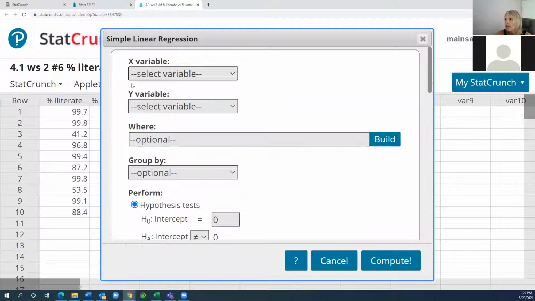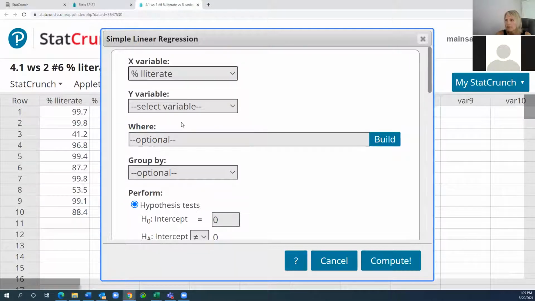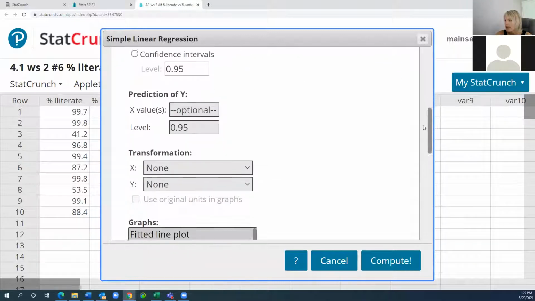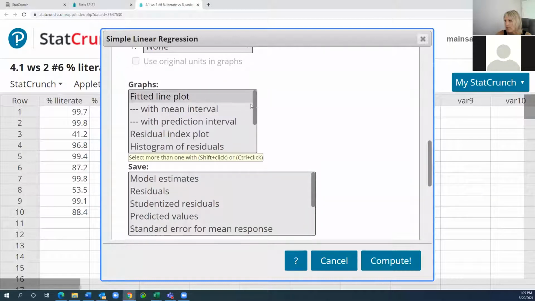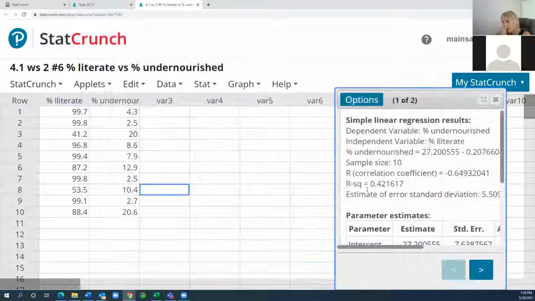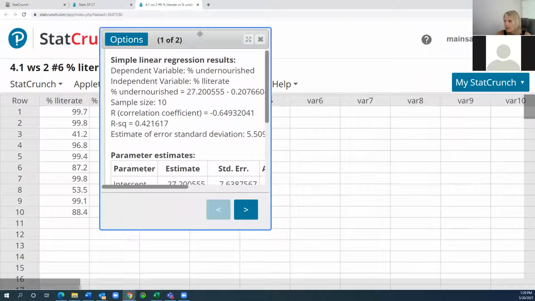So I'm going to go here, and we're thinking that the percentage of the people that are literate in their country, so that's going to be our X variable, is going to have some relationship with the percentage of people that are undernourished. Okay, and the only thing I'm really concerned about is going down here, and everything that I want in my graphs and my model estimates is all right there. So I'm just going to hit compute. You can do some fancy stuff, but there's no reason to.